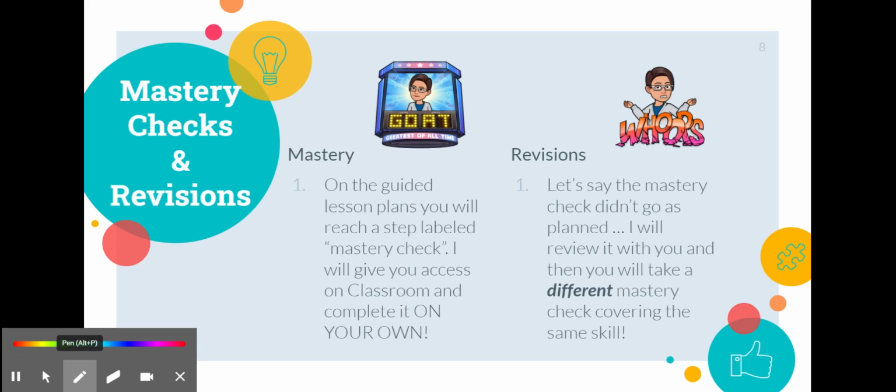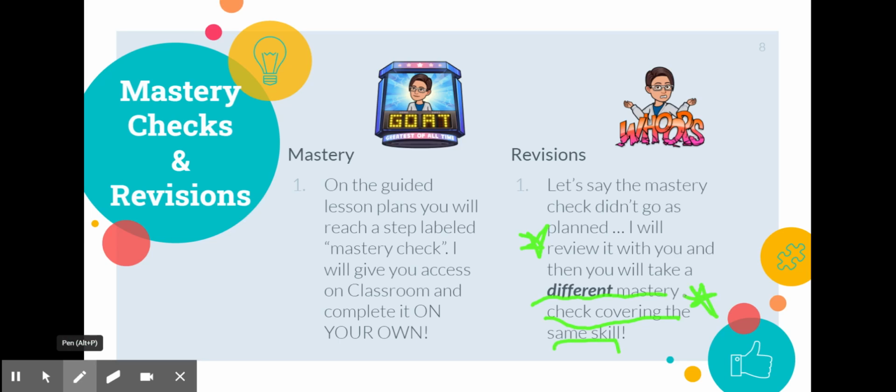If for any reason the mastery check doesn't go as planned, that's okay. I will review that mastery check with you, and then you'll take a different mastery check that covers the same skill until you show mastery. Our goal here is for you to practice until you get it. If that takes one try or three tries, that's okay. We'll get it together and you'll move on to the next lesson.